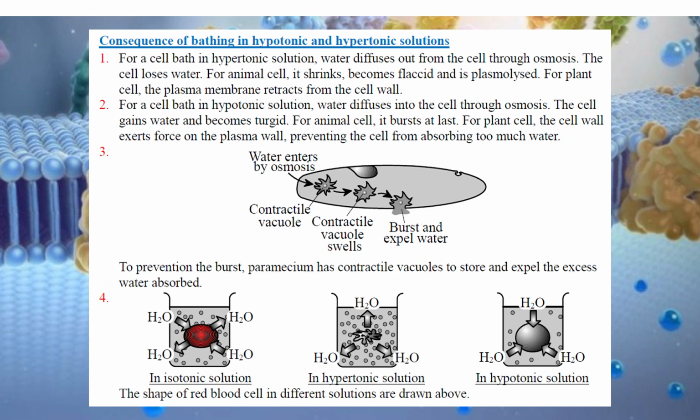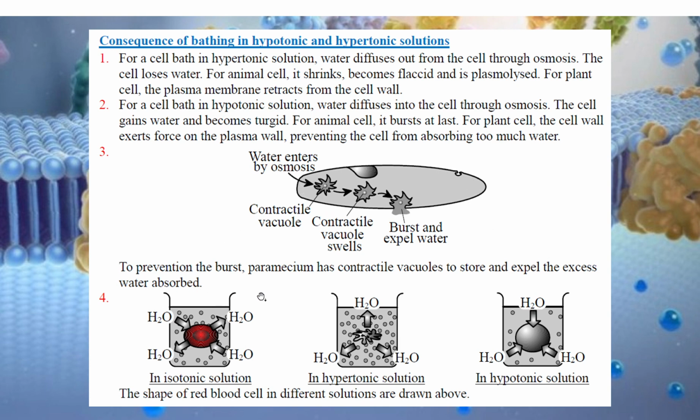For example, when bathing the cell in a hypotonic or hypertonic solution, it will be completely different. If it is isotonic, no problem, in and out the same. If bathing in a hypertonic solution, with more solute, water moves out, and the cell will shrink and crenate. When it is in a hypotonic solution, water will move in, and then the cell will swell. If it is an animal cell, it will burst.